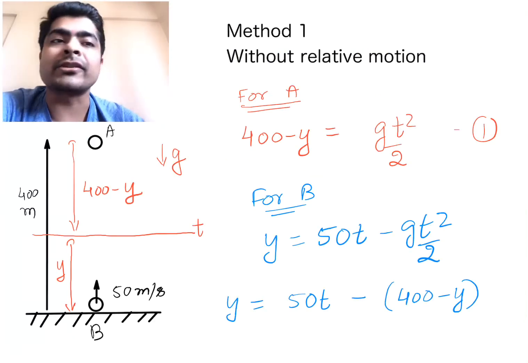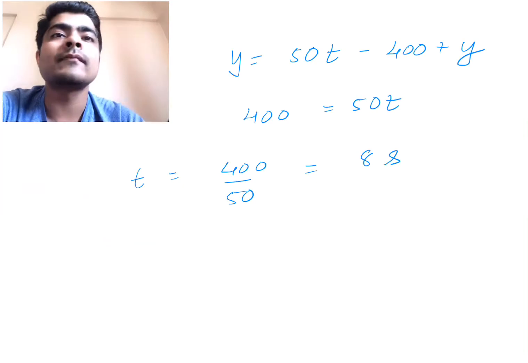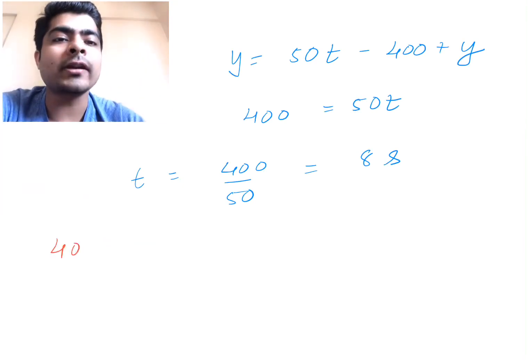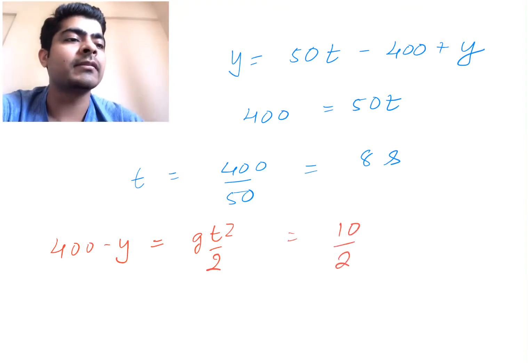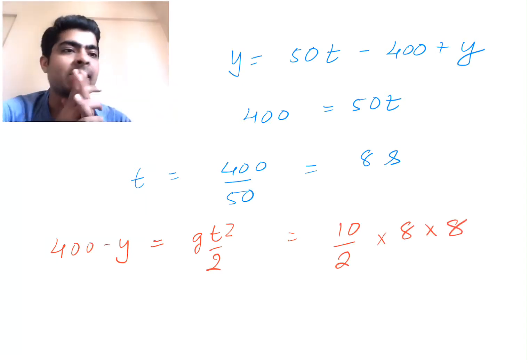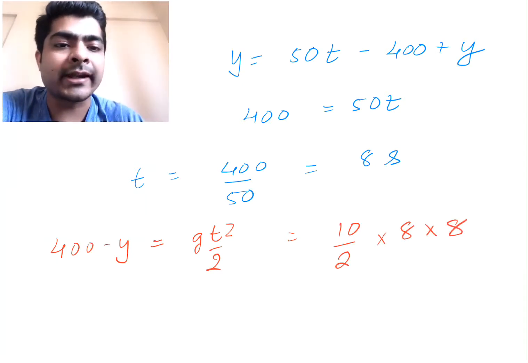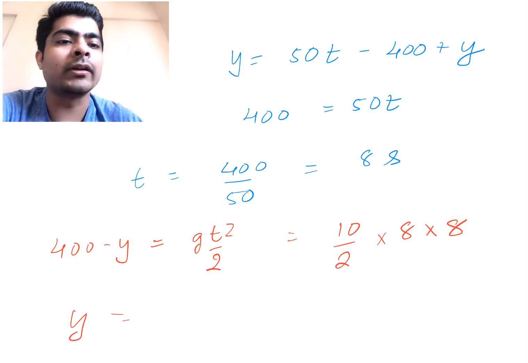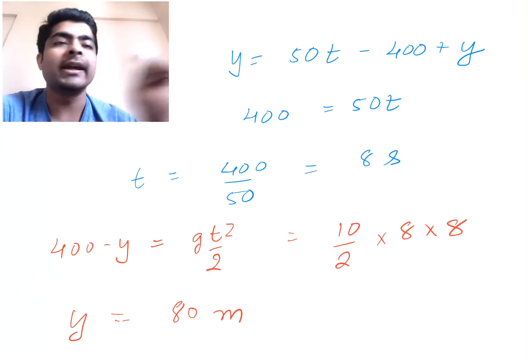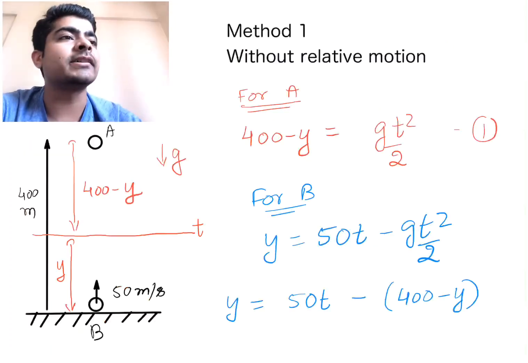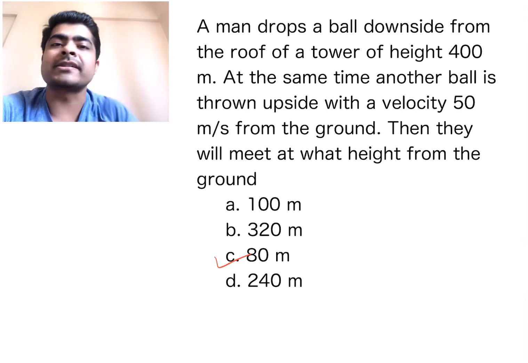Put this in equation 1. So 400 minus y equals gt square by 2. So g is 10, divided by 2, t is 8. Now solve this question. When you solve this equation, you will get y equal to 80 meters. So the correct answer will be option C.